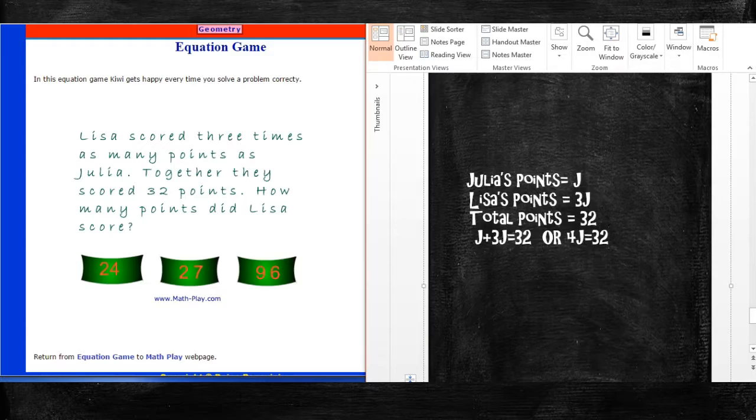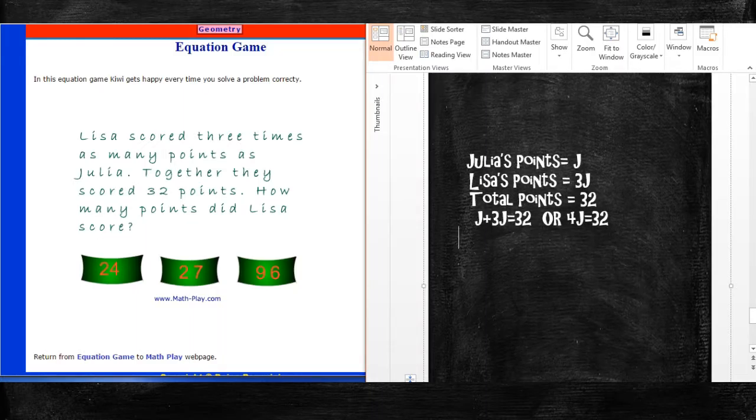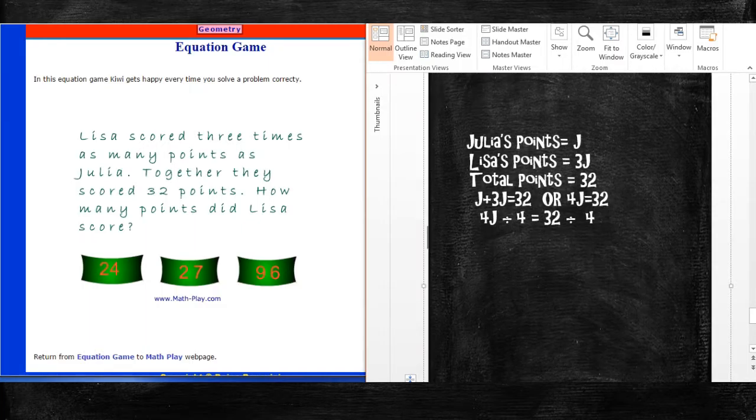Okay, now what do we do? Well, we need to isolate that j. So we need to divide by 4 on both sides. So we've got 4j divided by 4 is equal to 32 divided by 4. So 4j divided by 4 leaves only a j. And 32 divided by 4 is equal to 8. So j is equal to 8. So we know Julia scored 8 points.